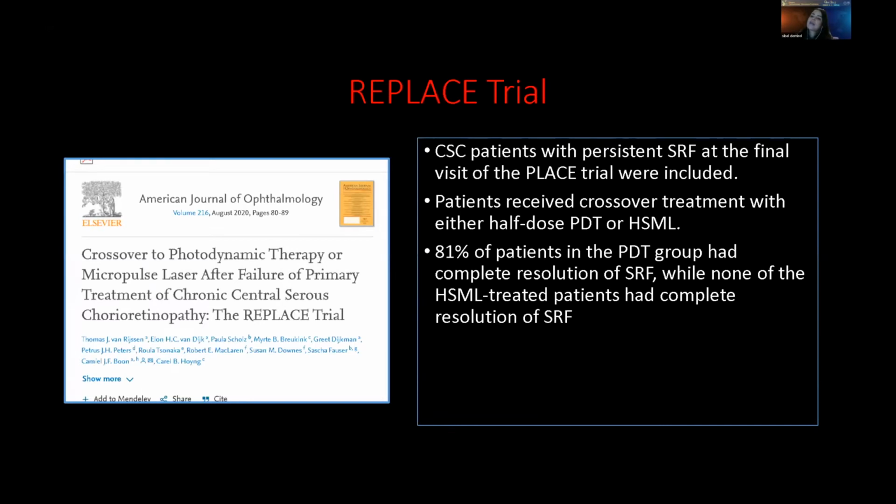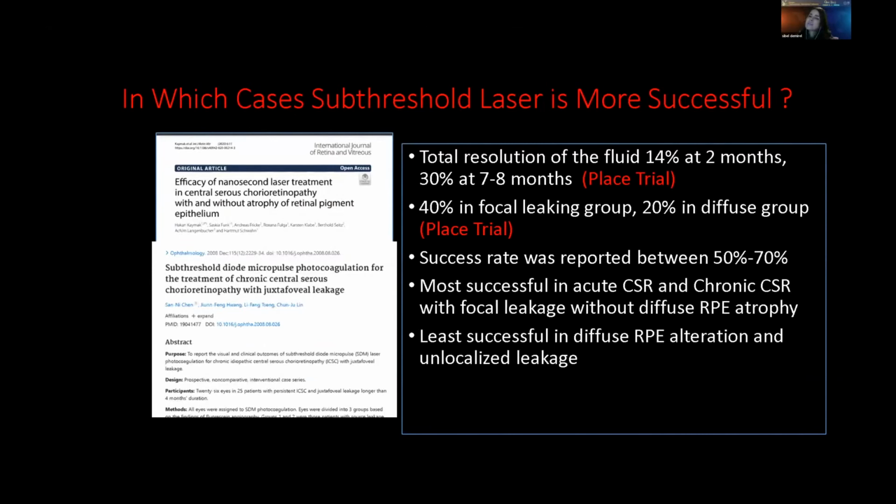An extension part of the PLACE trial was conducted, and in this study, CSR patients with persistent fluid at the final visit of the PLACE trial were crossed over to the other option as a treatment. And finally, almost 80% of the patients in the PDT group had complete resolution of subretinal fluid, while none of the micropulse-treated patients had complete resolution of subretinal fluid. Still, the numbers coming from the trials show that one third of patients may benefit from the micropulse laser, and studies show that this group is mostly acute CSR cases or chronic CSR cases with focal leakage without diffuse RPE atrophy.